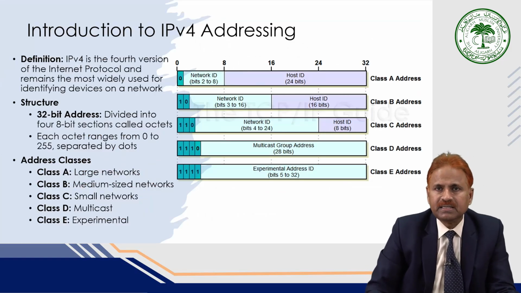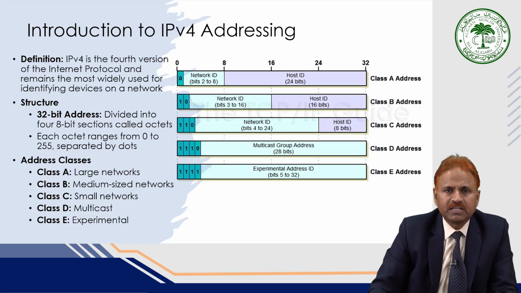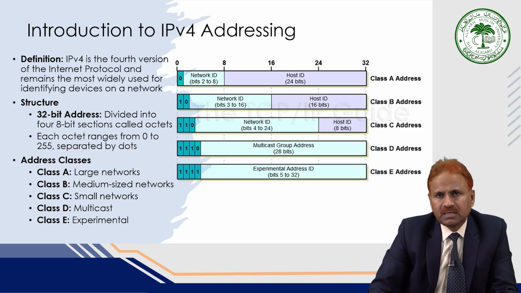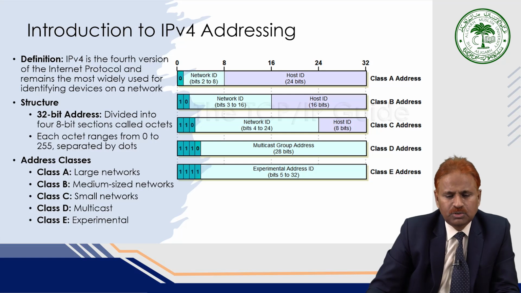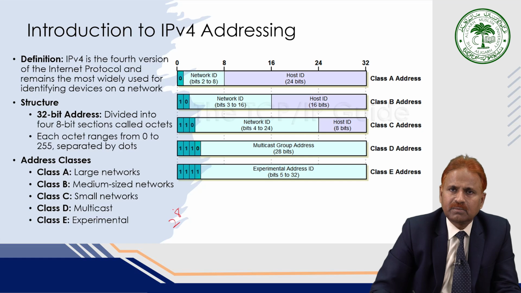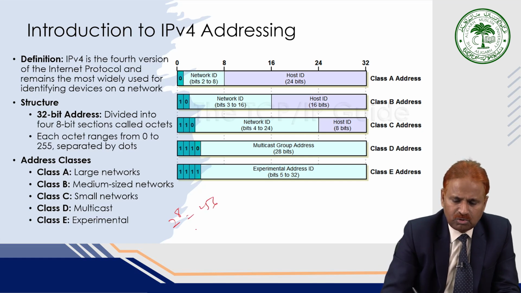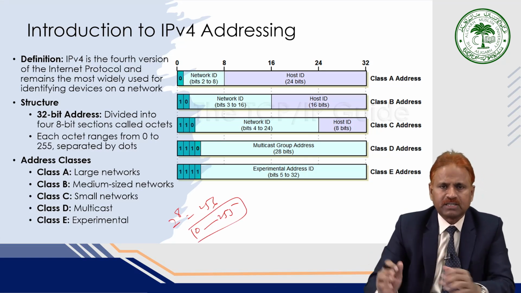Here you can see the format of the IP addresses. In IP version 4, the structure of an IP address is a 32-bit address. It is divided into 4 8-bit sections called octets. I have already told you each octet may range from 0 to 255. An octet means 2 to the power 8, so a maximum of 256 combinations. It always starts from 0 and goes up to 255. So any value between 0 and 255 may be there for all the octets.